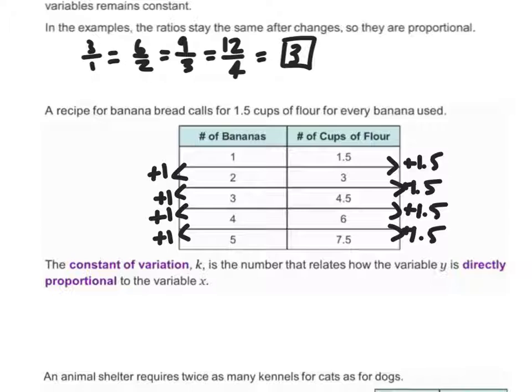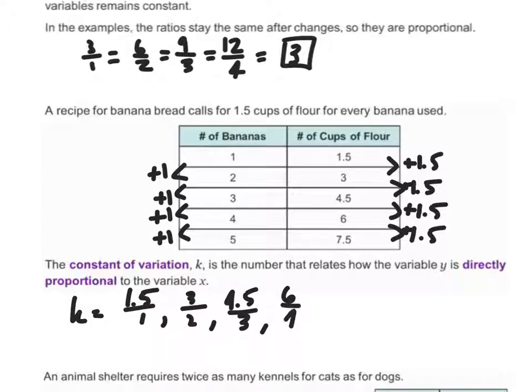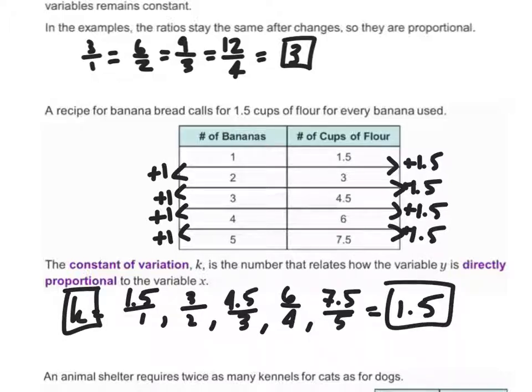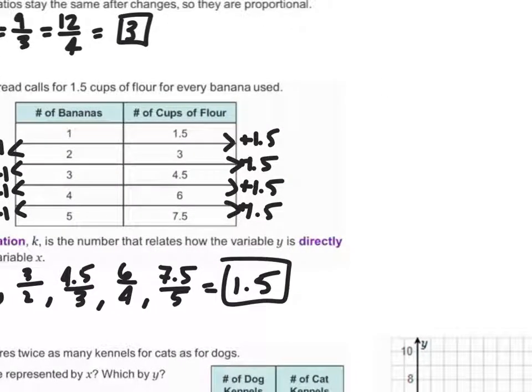The constant of variation can be calculated if we have direct variation. So if I take 1.5 divided by 1, or 3 divided by 2, or 4.5 divided by 3, or 6 divided by 4, or 7.5 divided by 5, we're going to get 1.5. So if I know it varies directly, I can say I have the equation y equals kx.